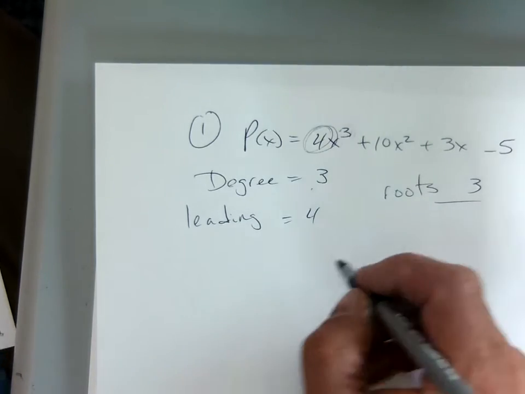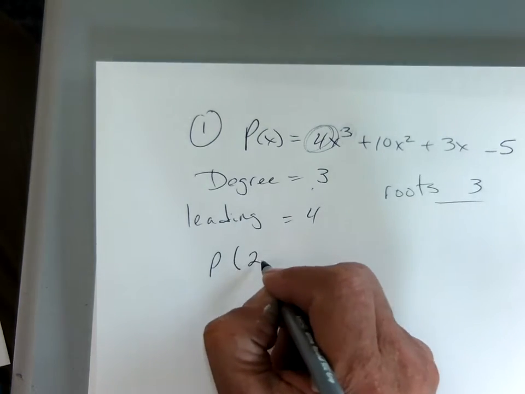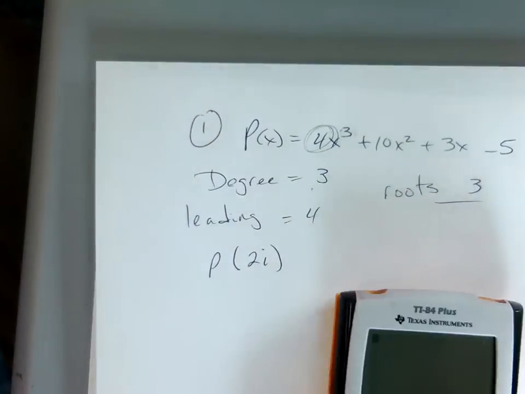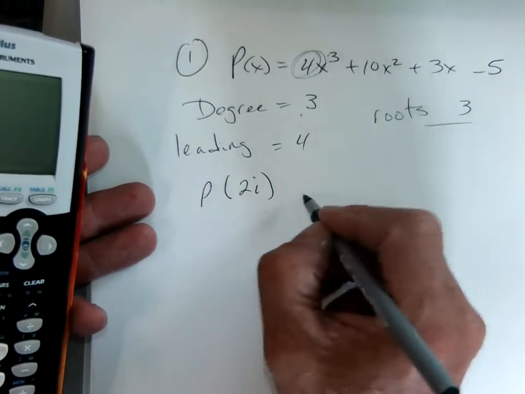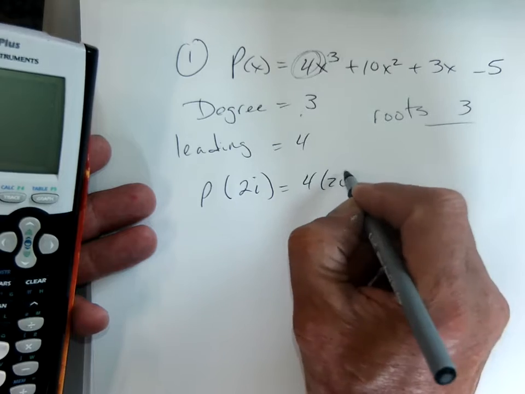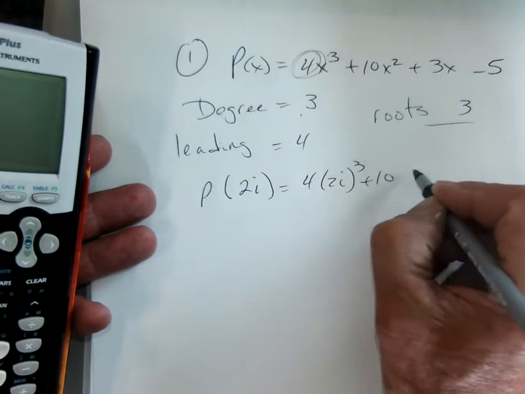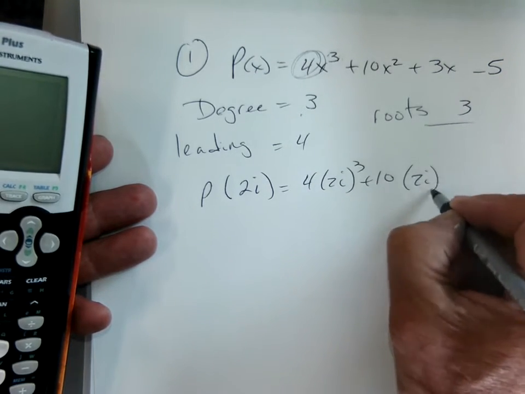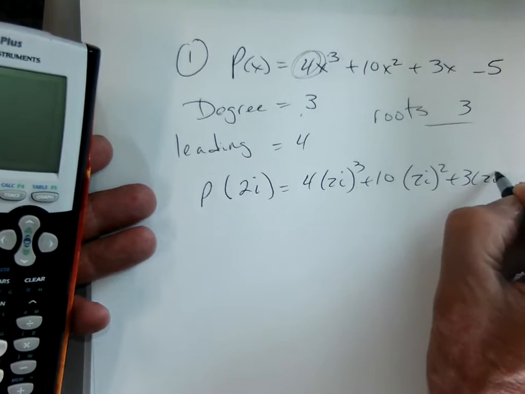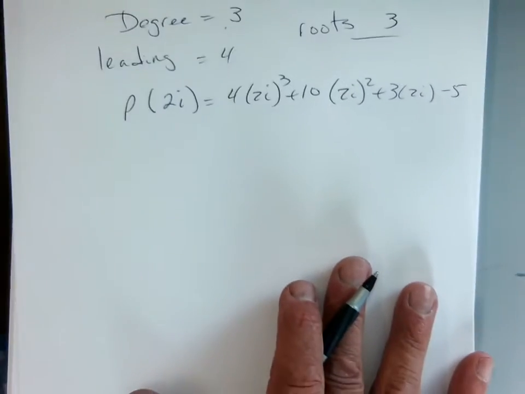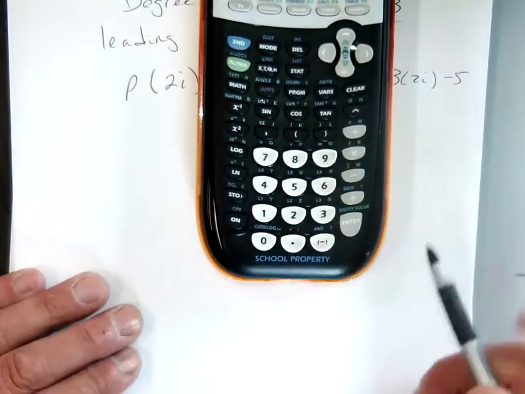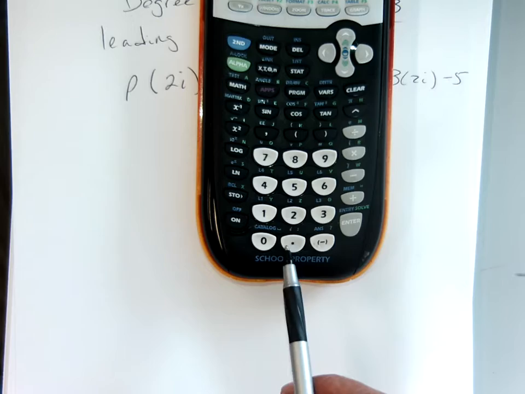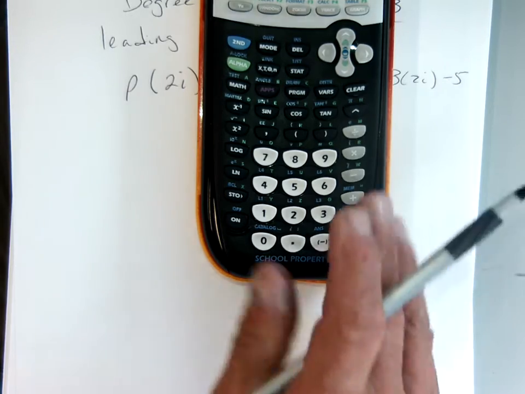And now P of 2i. Okay, now, you have an i button on these calculators, so we're going to make it easy for you, okay? I'm going to teach you how. So we're going to go 4 times 2i cubed plus 10 times 2i squared plus 3 times 2i minus 5. How many kids already knew there was an i button on there? Good. So it's actually pretty easy. The i button is right down here by the period. Well, it's not a period. This is a math class. It's a decimal, right? It's not a period.